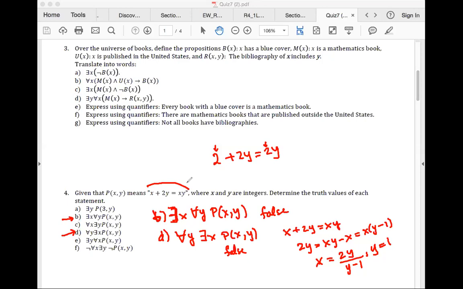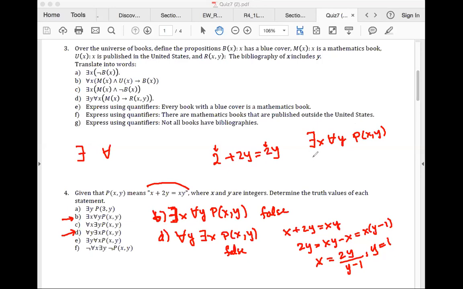What is the relationship between the existential and universal symbols? They say different things. If I have there exists an x for all y, it means there is one x that works for all y. So this means that there exists one x so that this statement is true for all y values.